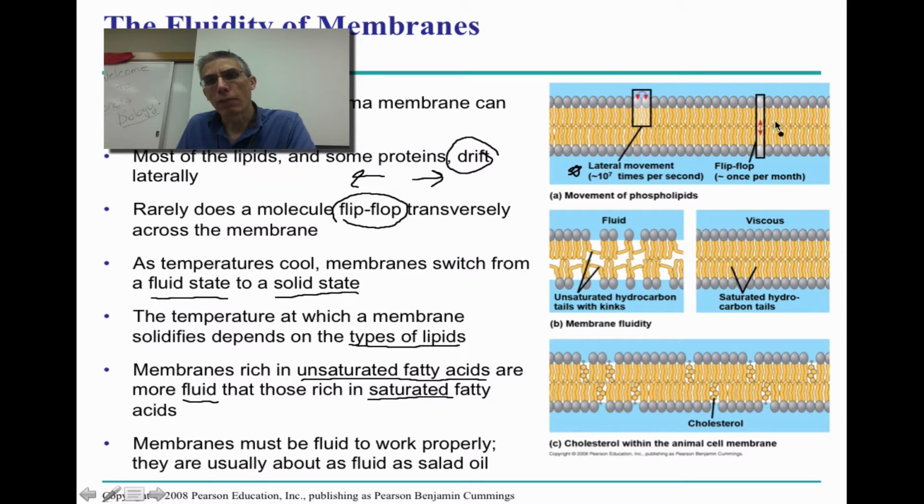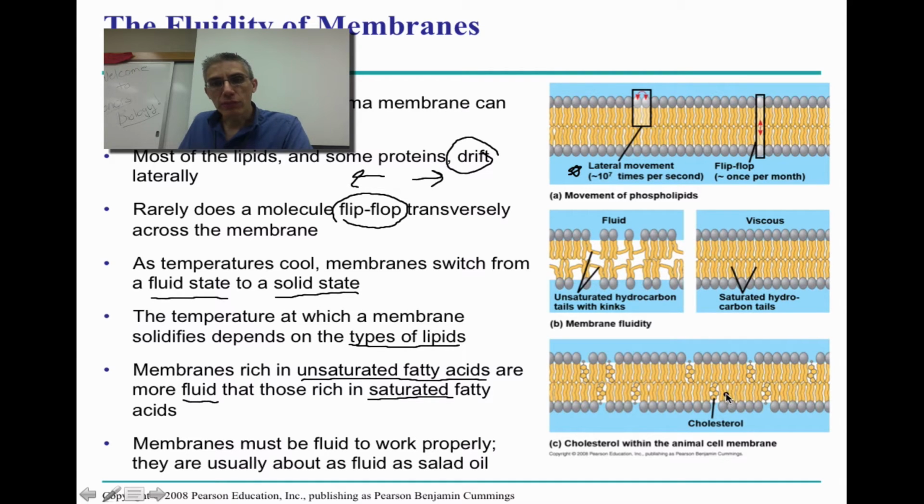Again, the flip-flopping of those molecules doesn't happen too often. It says here about once per month. Down here towards the bottom, if you look at membrane fluidity, you can see these unsaturated hydrocarbons, and you can see the kinks that you would see in the fatty acids that indicate those double bonds. This shows you how it's more fluid within this type of hydrocarbon, these unsaturated fatty acids, as opposed to the saturated ones, which are a little bit more solid.